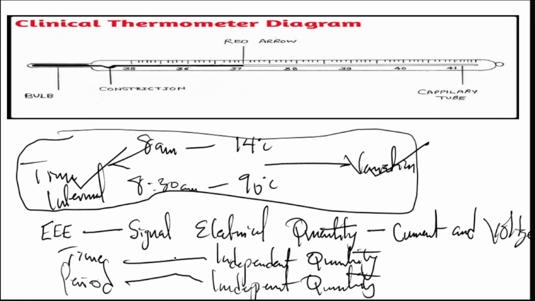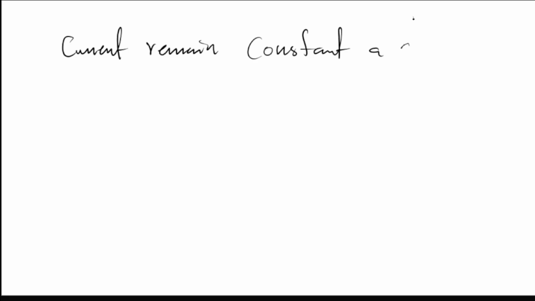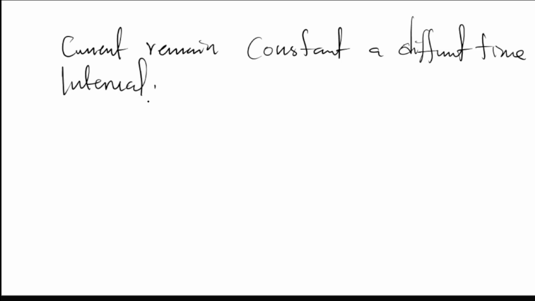Now let's take an instance. If you are asked, a current remains constant for a different time interval, then do you have a signal? Is a question. So drop your answer in the comment section.